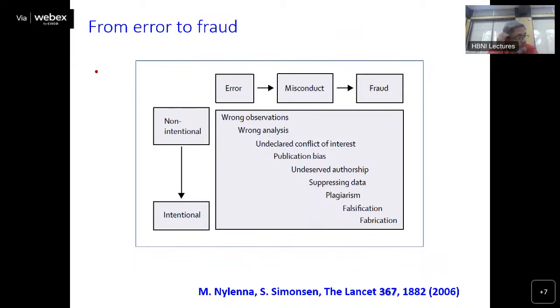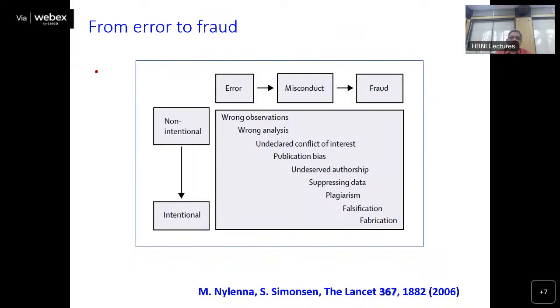Then moving on from a wrong analysis, you have what are called undeclared conflicts of interest. Now, what do you mean by an undeclared conflict of interest? Here, what it means is that suppose you are a research worker, either a faculty or a student, and you are working on a particular research problem.